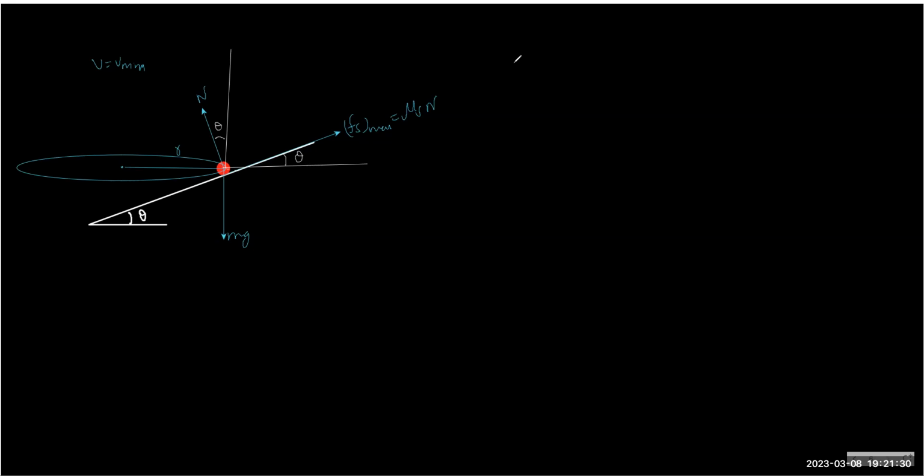What will you write here? N cos theta plus mu s N sin theta. Very good. So I can take N common: N times cos theta plus mu s sin theta, right? And this will balance mg. So you have balanced the force acting perpendicular to the plane of the circle.